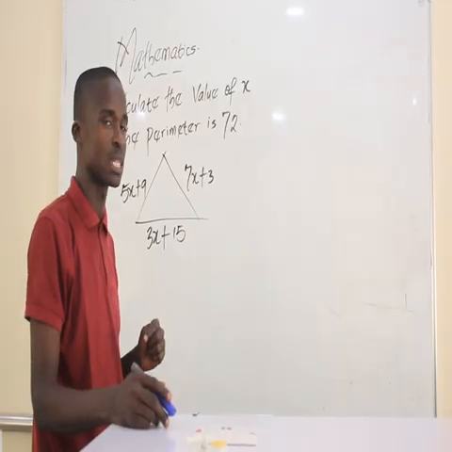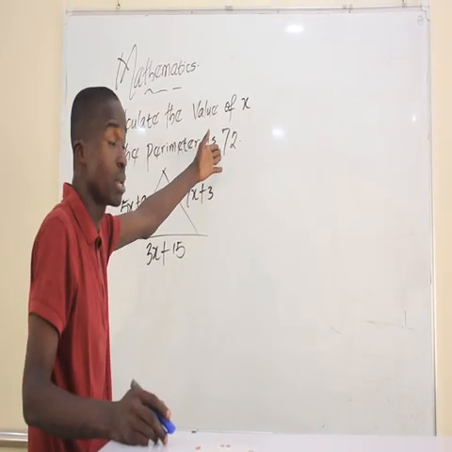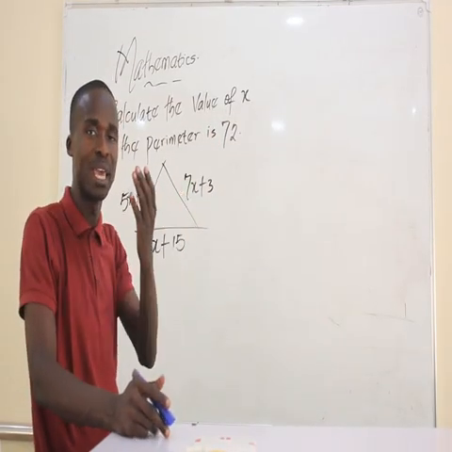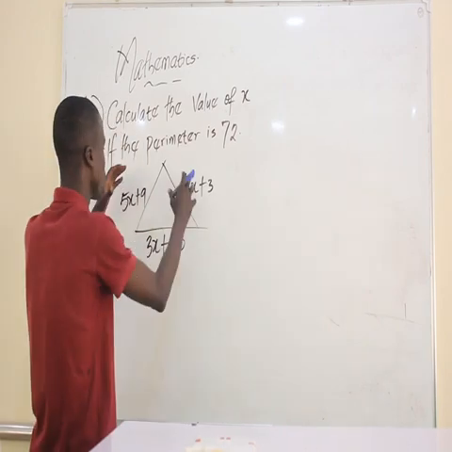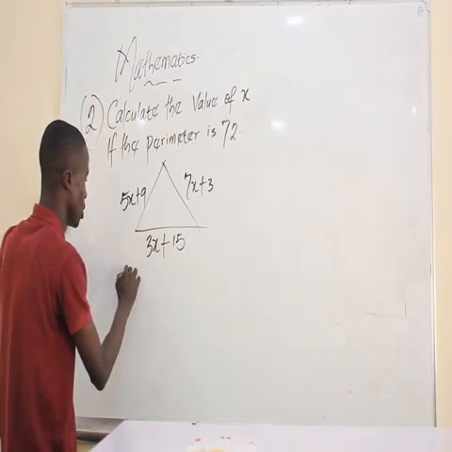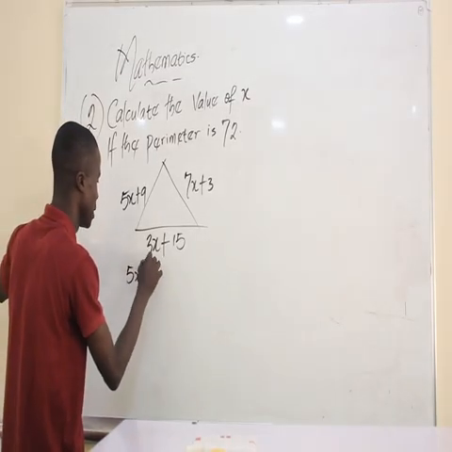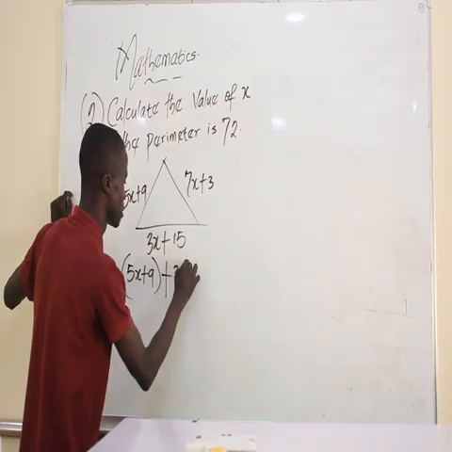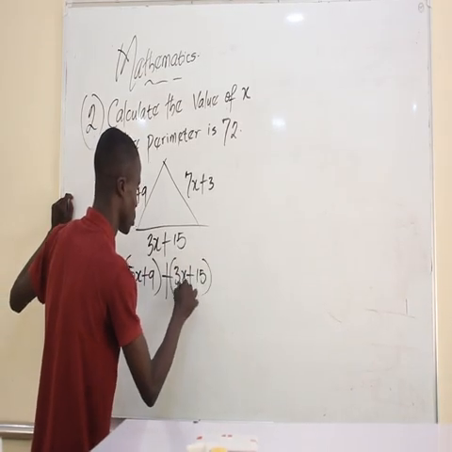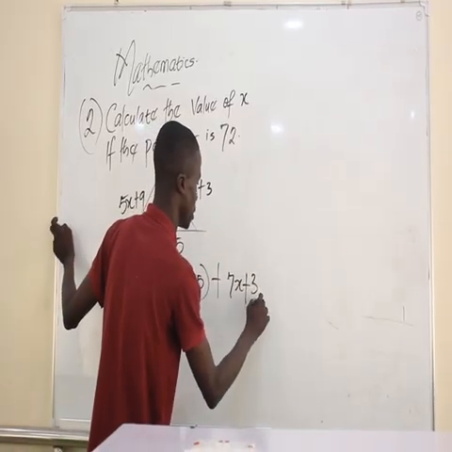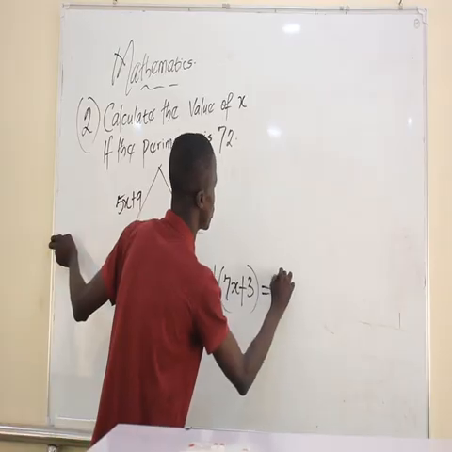The sum of all the sides of a shape. Now, the perimeter has been given, so what do you do to obtain the value of your known x? You are to add all these sides together. Add them together, so it will result to 5x plus 9 plus 3x plus 15 plus 7x plus 3, all equal to the perimeter.